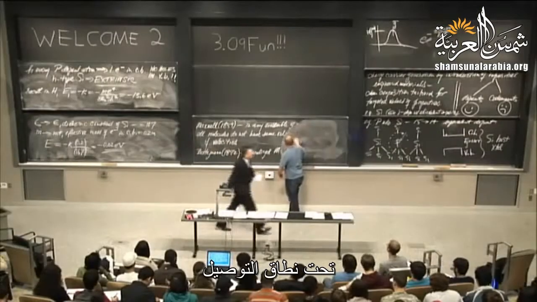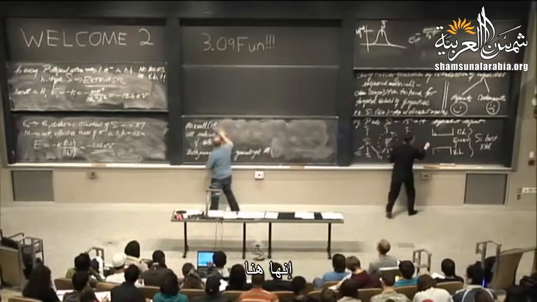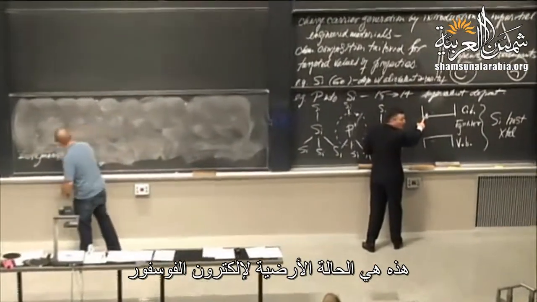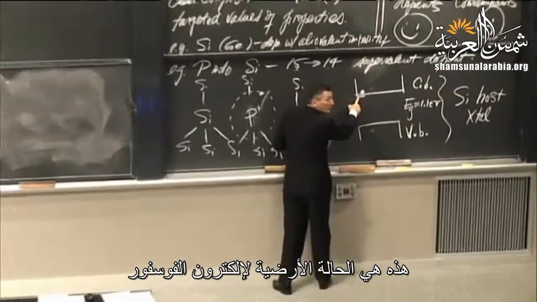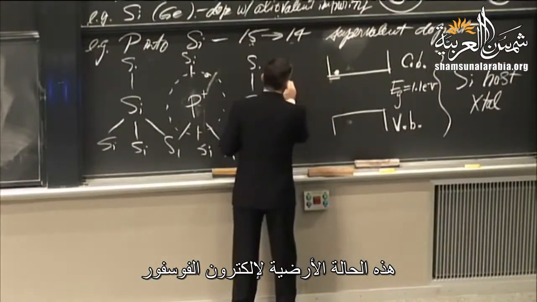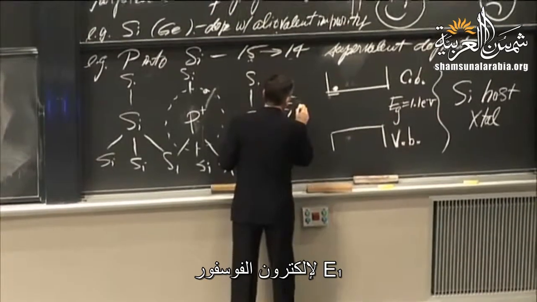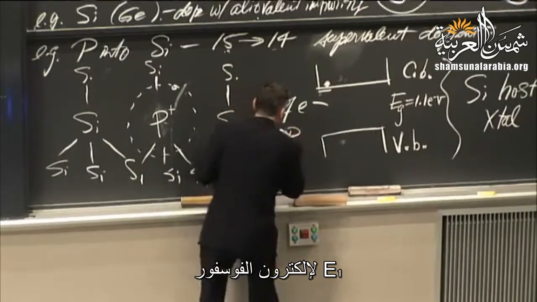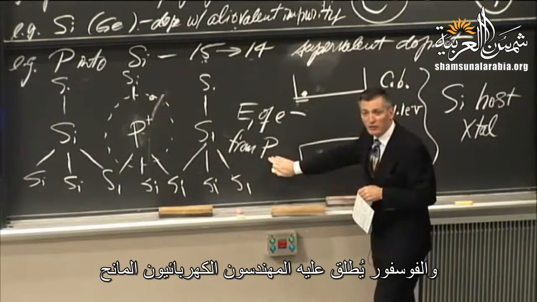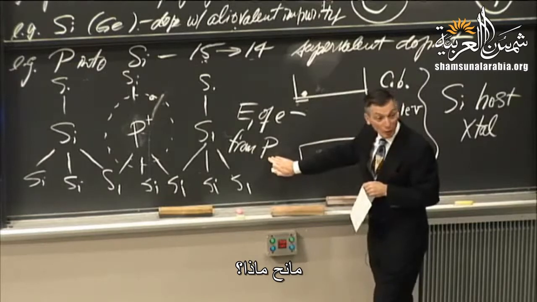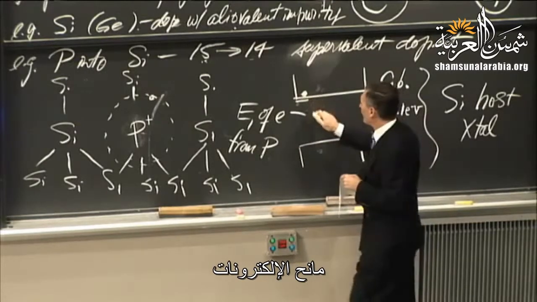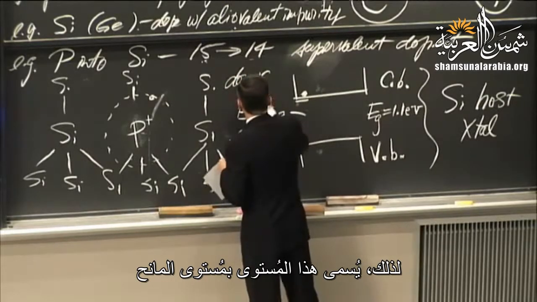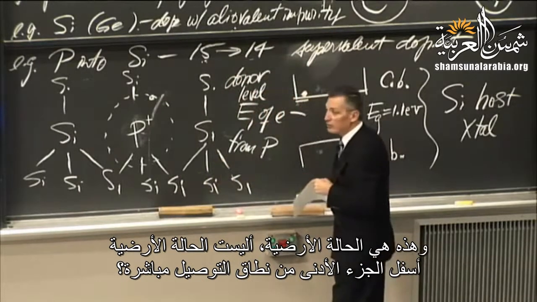What's it below? It's below the conduction band. It's right here. This is the ground state of the electron from phosphorus, E1 of electron from phosphorus. And phosphorus, the electrical engineers call a donor. A donor of what? It's a donor of electrons. So this thing here is called the donor level. It's the donor level. And that's the ground state.